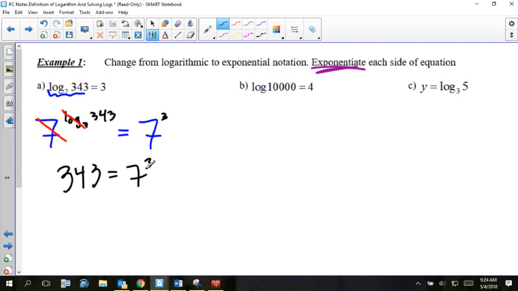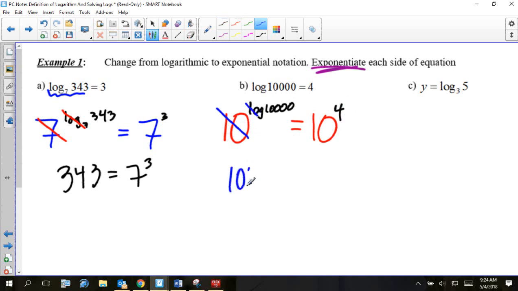We're going to exponentiate. So the first thing you need to do is what base? Base of 10. It's not written there, so we know it's base of 10. And then I'm going to take this entire side, log 10,000. And the other side, we're going to have 10 to the 4. So 10 and log base 10 undo each other, and we get 10,000 equals 10 to the 4th, and you should see that's true.